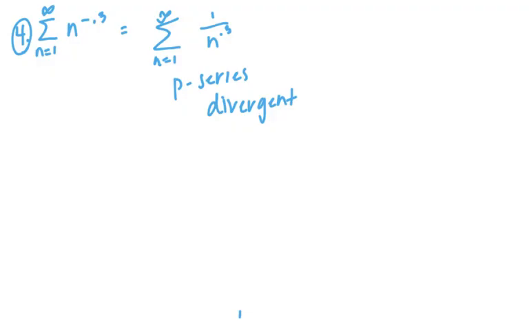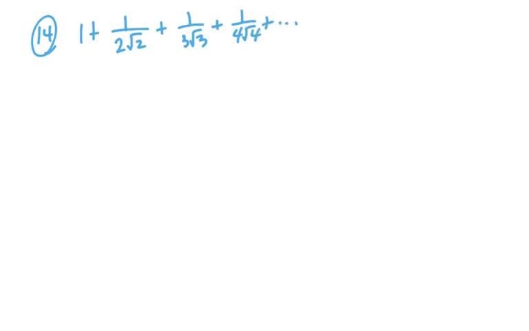Let's look at number 14. Number 14 is not bad. Just something you need to see. It says 1 plus 1 over 2 square root of 2 plus 1 over 3 square root of 3 plus 1 over 4 square root of 4 plus... Now, that's not too hard to see the pattern. We know that this is the sum from n equals 1 to infinity. It's the series, and we can call it 1 over n square root of n. But let's make it even easier.